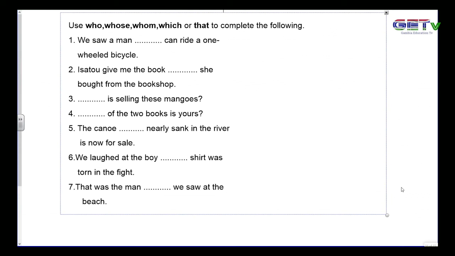We use them. Remember: who, whose, whom. The most important thing here is that they are used for people. Which is used for things, and that can be used in all the contexts. Let's start.